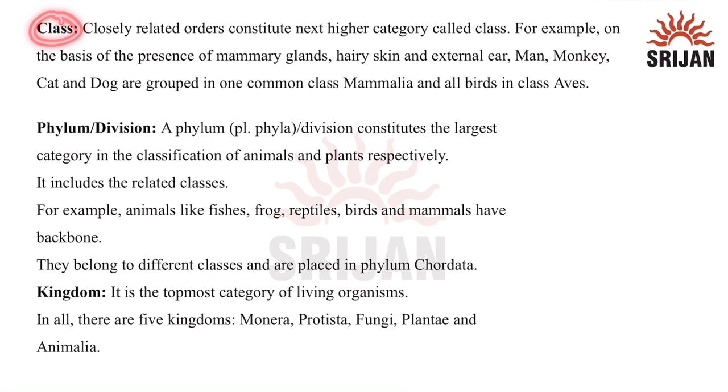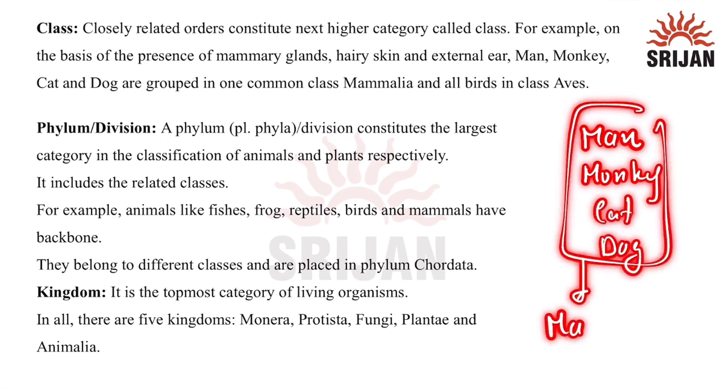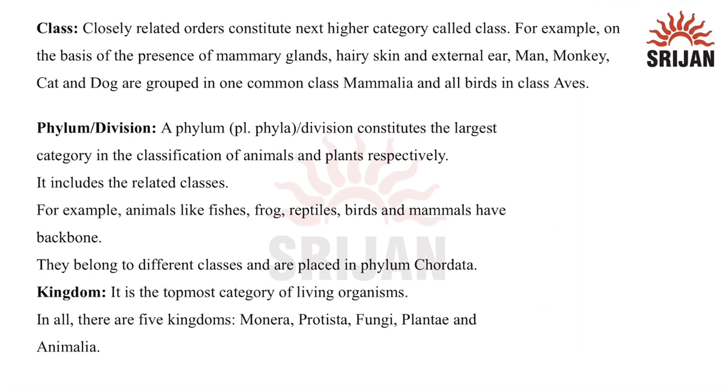Next is class. So closely related orders come under the same class. Okay. Now, on the basis of the presence of mammary glands, hairy skin, external ears, man, monkey, cat, dog all come under the same class, which is Mammalia. Next is phylum or division. So phylum, plural phyla, or division, constitutes a large number of categories of classification of animals and plants. So phylum is what we use for animal classification and division is what we use for plant classification.